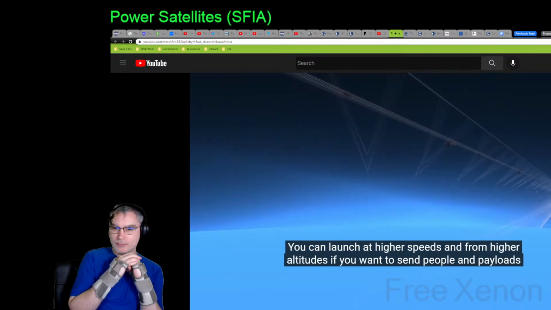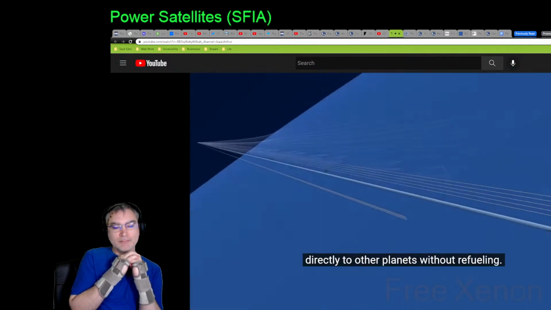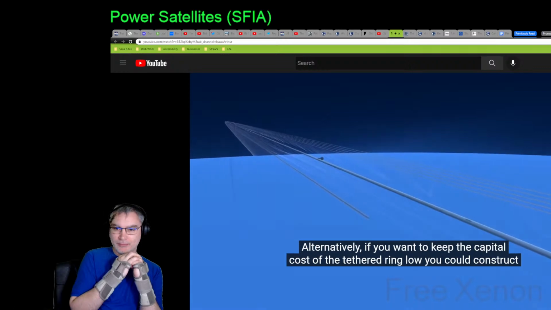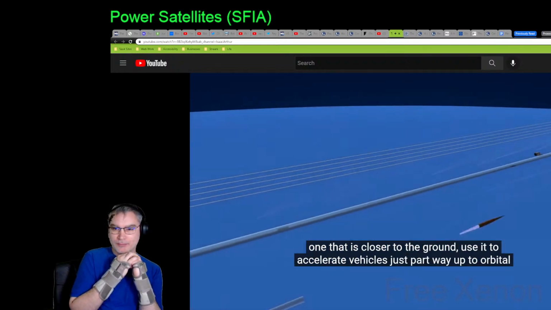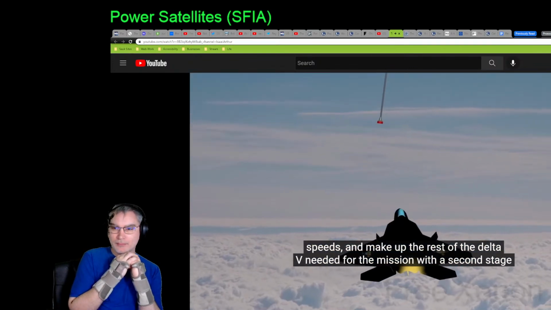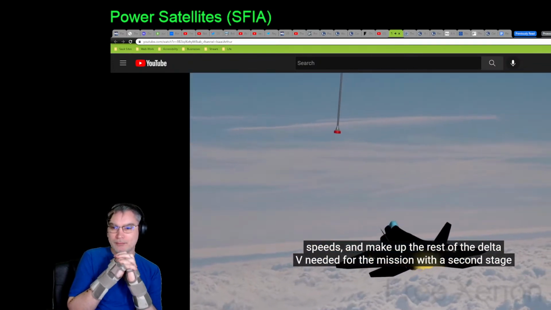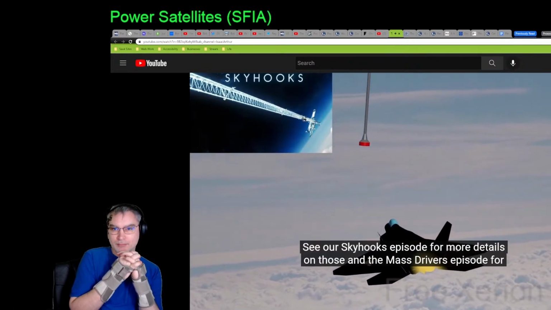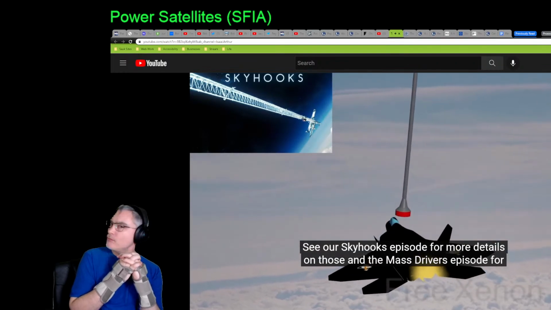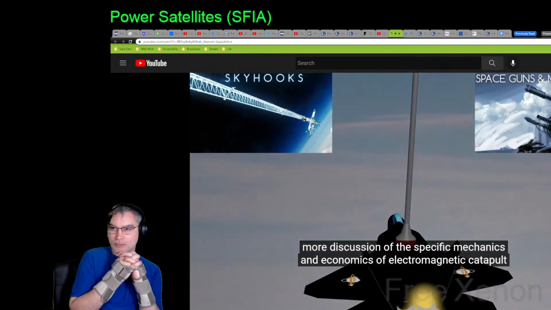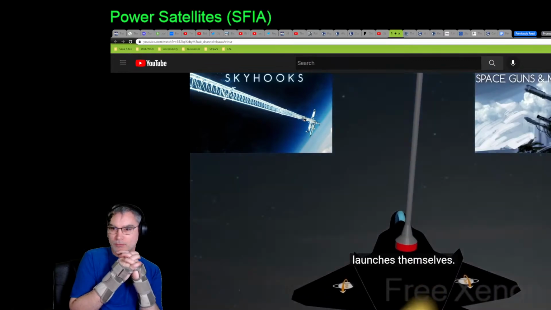You can launch at higher speeds and from higher altitudes if you want to send people and payloads directly to other planets without refueling. Alternatively, if you want to keep the capital cost of the tethered ring low, you could construct one that is closer to the ground, use it to accelerate vehicles just partway up to orbital speeds, and make up the rest of the Delta V needed for the mission with a second stage rocket or a skyhook. See our skyhooks episode for more details on those, and the Mass Drivers episode for more discussion of the specific mechanics and economics of electromagnetic catapult launches themselves.